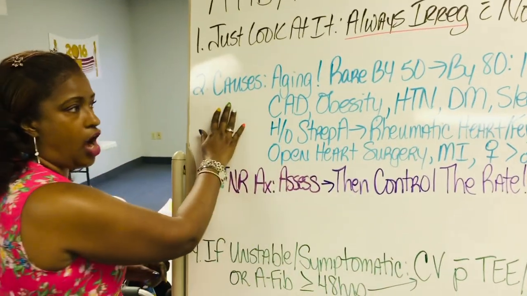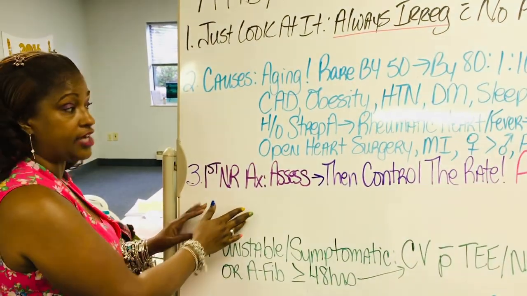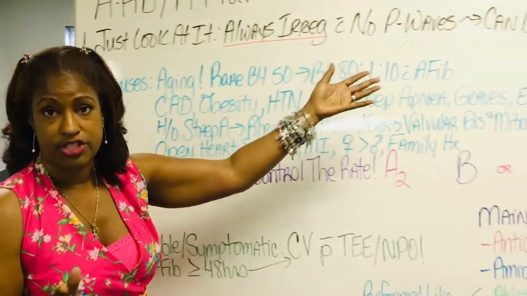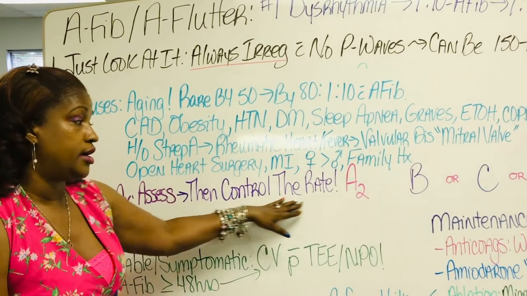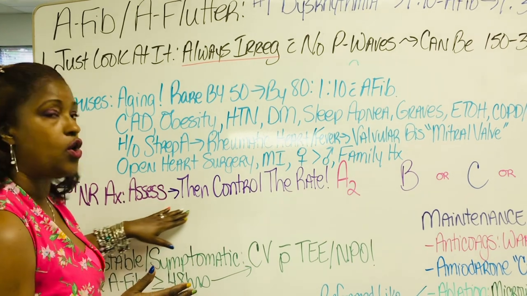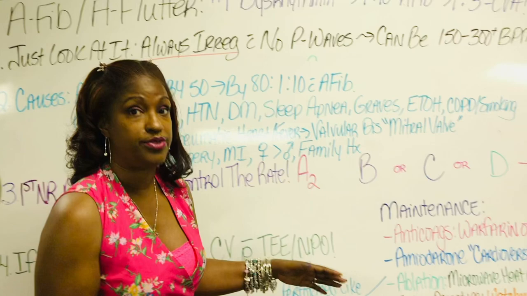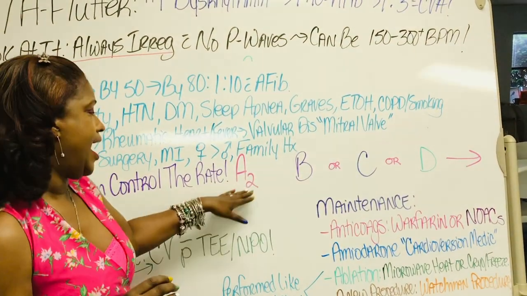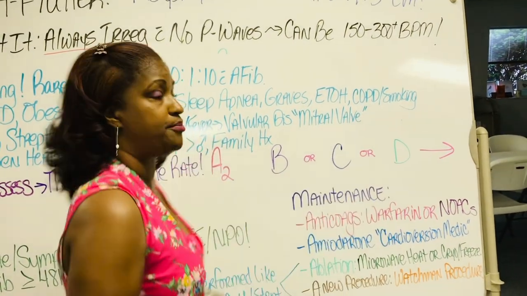Now, when we talk about causes, we have a ton of causes, which we're going to come back to. But then when we talk about your first nursing action, it can't get any simpler. You already heard me say with the heart rate that fast, you cannot have adequate cardiac output. So then your number one goal, your highest priority, is to control the rate. We're going to talk about how you do that with my simple A, B, C, D plan. A2 means there's 2 meds. The B and the C and the D, we're going to talk about.